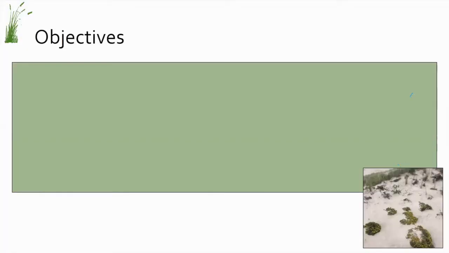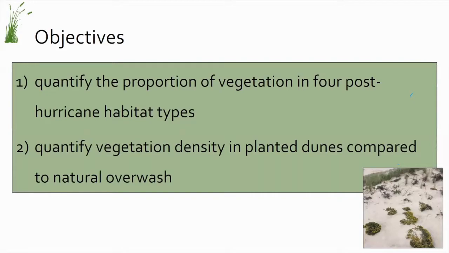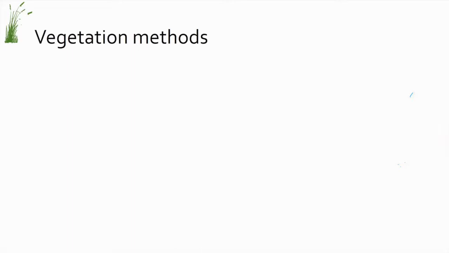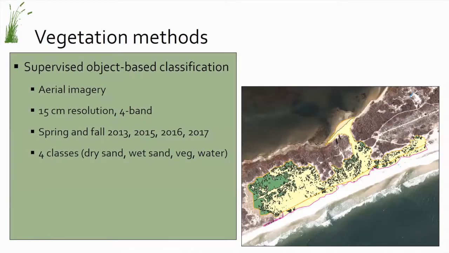So the objectives of this chapter were to quantify the proportion of vegetation cover in the 4 post-habitat types, and also quantify the vegetation density, because this may be important for nesting plovers in terms of their nest site selection. So in order to do that, we used aerial imagery, which was collected in the spring and fall of 2013, 15, 16, and 17. And produce classification maps using that object-based classification approach. In this case, we actually just condensed the classes into 4 because this made the most sense for the questions we were asking.